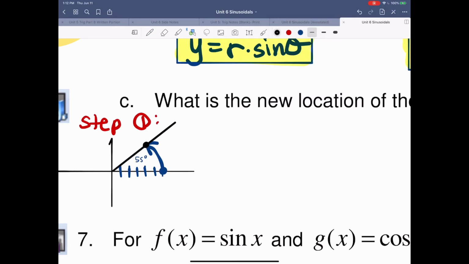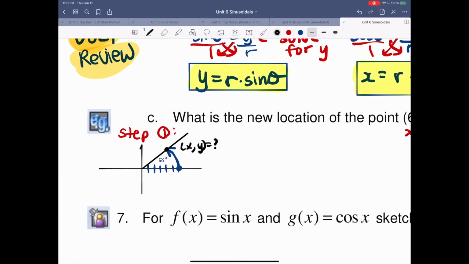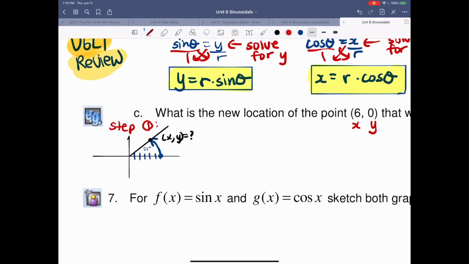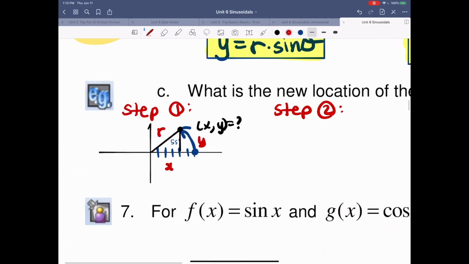So here is my terminal arm, and I need to figure out what my x and what my y is, and that's my step 1. In order to figure this out, I need to figure out some details, like, what is my radius equal to? I like drawing this in terms of a right angle triangle. So, for example, if I know this is x, and this is y, and this is r, I will need to figure out what r is eventually.